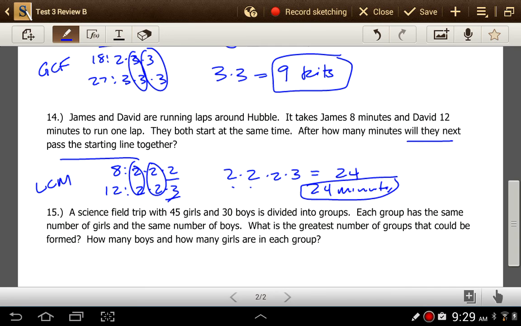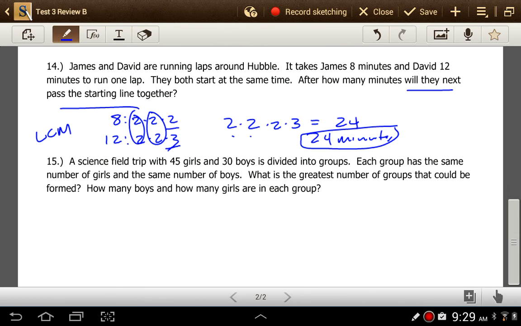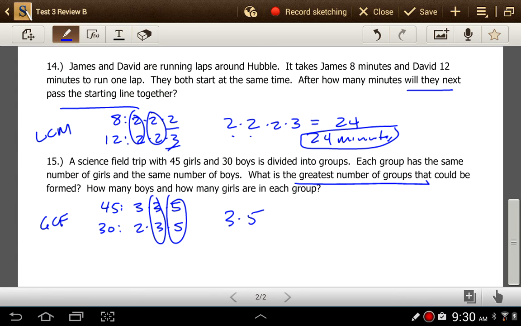Okay, I'm going to move on to problem 15. We're going to pause this and do problem 15 real quick. Okay, again, this is the greatest number of groups that can be made, so that's a GCF problem. So I'm going to do 45, which is going to be 3 times 3 times 5, and I'm going to do 30, which is going to be 2 times 3 times 5. Since this is greatest common factor, I'm going to circle the 3's and the 5's. 3 times 5 is 15, so that is the greatest common factor, so we can get 15 groups.